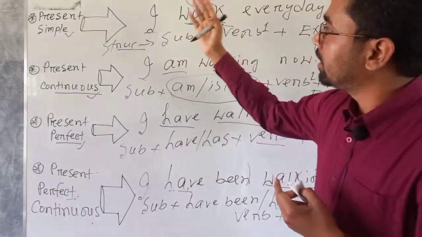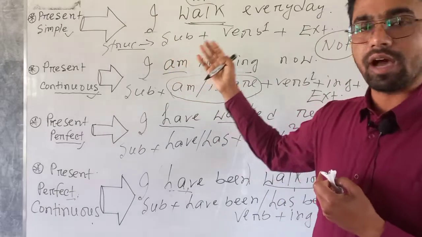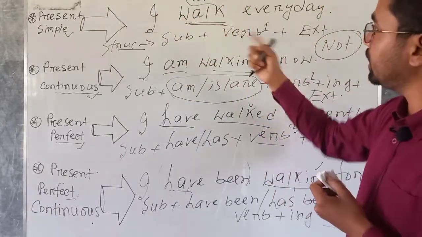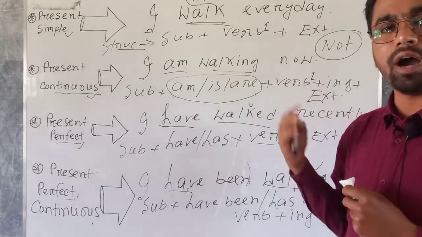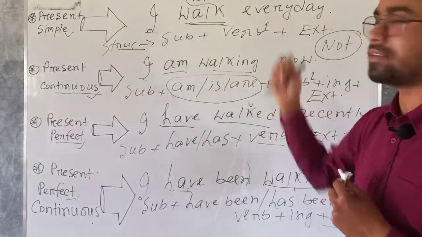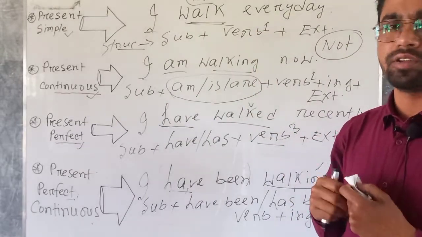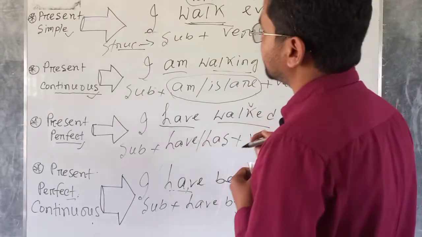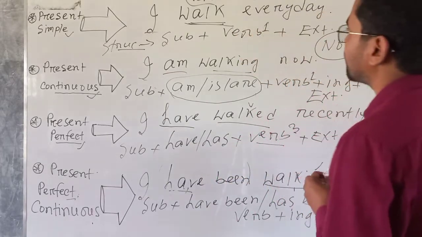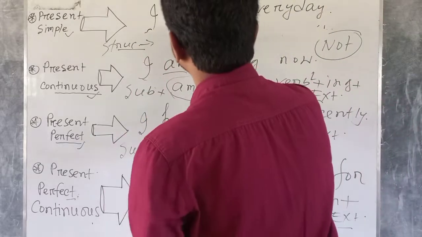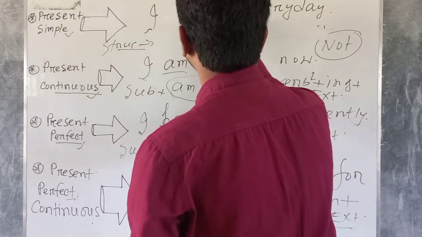So, in present simple tense, I don't write any auxiliary verb. So, how will you be able to make the sentence negative? That is a question. Don't worry, friend. To make the sentence negative, you need an auxiliary verb, that is do or does.